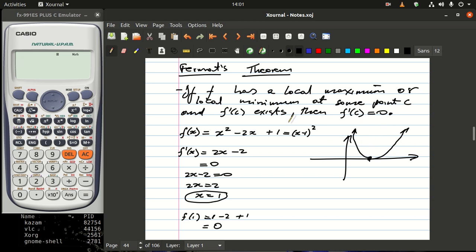So if you can see, first of all, we wanted the local maximum or local minimum. So we're actually having a local minimum there, and so the first condition is satisfied. The second condition is we actually want the first derivative to exist. So this derivative here exists everywhere because the domain of this function is the set of all real numbers. So that condition is also satisfied.